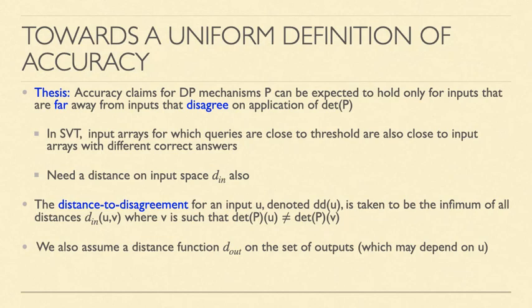So in SVT, for example, close to threshold means that a small change in input would result in a different correct answer, and far away from threshold means that a large change in the input is needed to get a different correct answer. So this distance of an element u to the set of disagreeing inputs is an important concept for us, and we will call it distance to disagreement and denote it with dd of u.